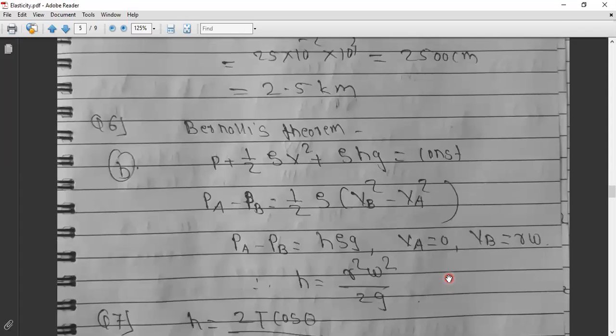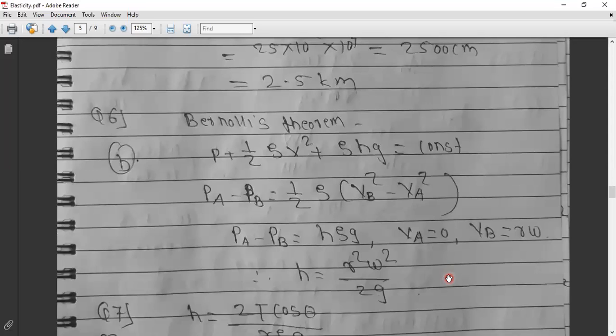Next one, that is question number 6. In question number 6, a liquid is kept in a cylindrical vessel which is being rotated about the vertical axis through the center of circular base. If the radius of this vessel is r and angular velocity of rotation is omega, then find the difference between the center of the vessel and the edge. Use Bernoulli's theorem to calculate this.